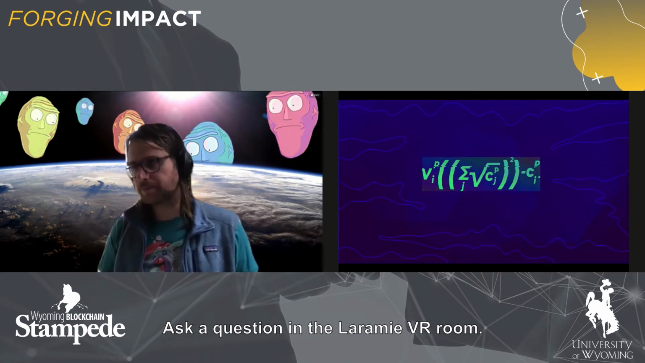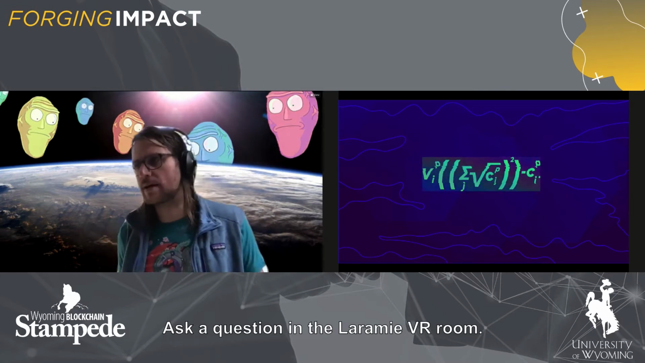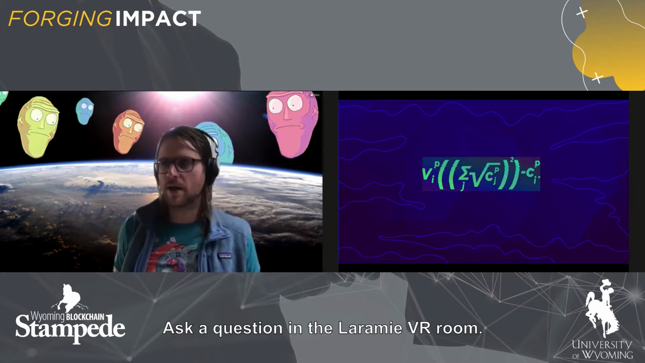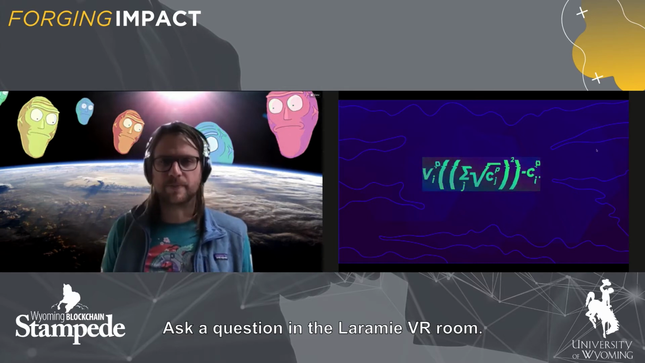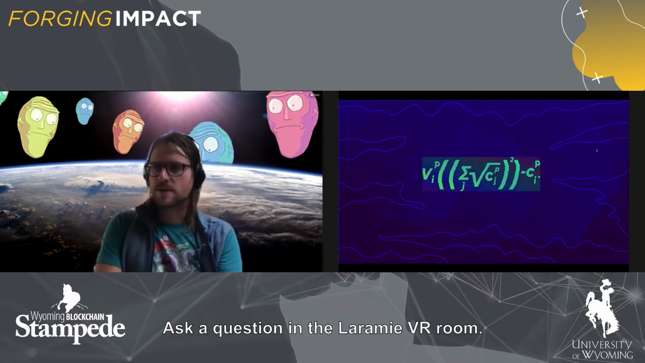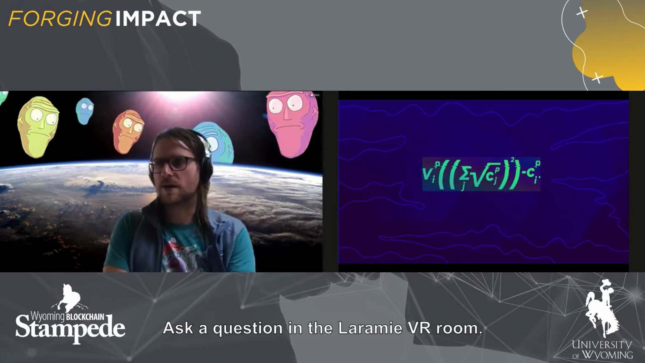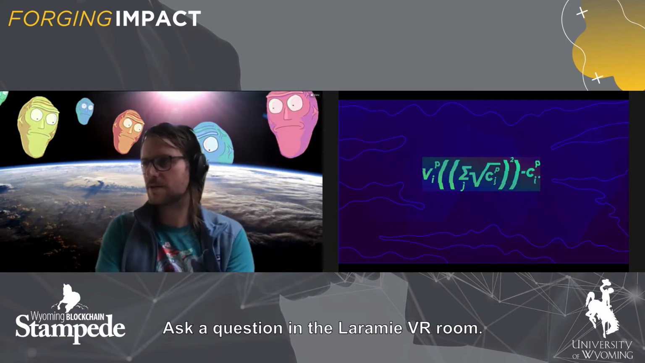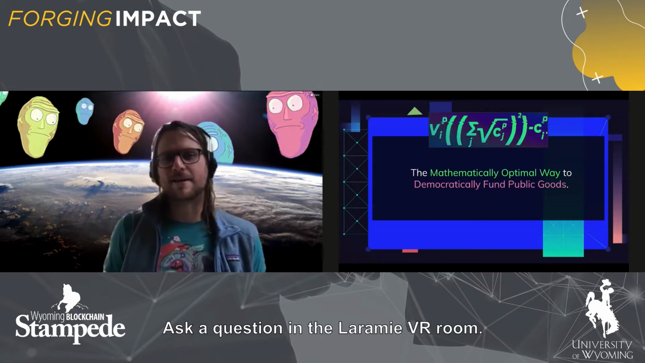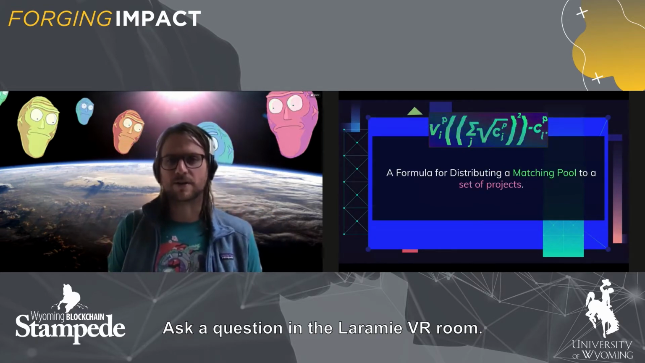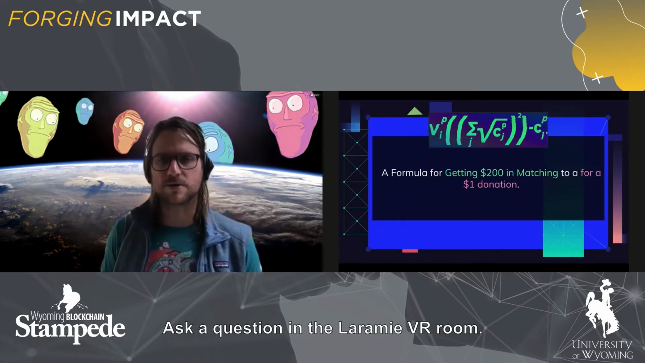It's a math formula. So the idea here is that when you're funding an ecosystem, the optimal way to fund public goods in a blockchain ecosystem, things like open source software or media, things that are good for the ecosystem, is according to this math formula, which says the matching amount that a project receives should be proportional to the sum of the square root of the contributions votes. Simple, right? Quadratic funding is the mathematically optimal way to democratically fund public goods. It's a formula for distributing a matching pool to a set of different projects in your ecosystem.